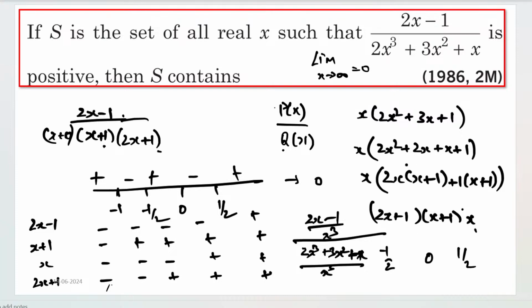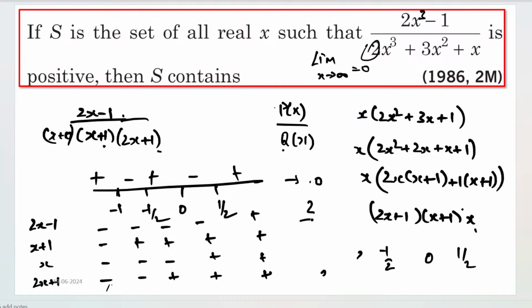Okay. So now when the numerator and denominator are of the same order, let's say if this was also 2x cube, then what is the limit? Limit is this coefficient by this coefficient, 2 by 2, which is equal to 1. If this was 3, then 3 by 2, which is 1.5. This is how the rational function works.